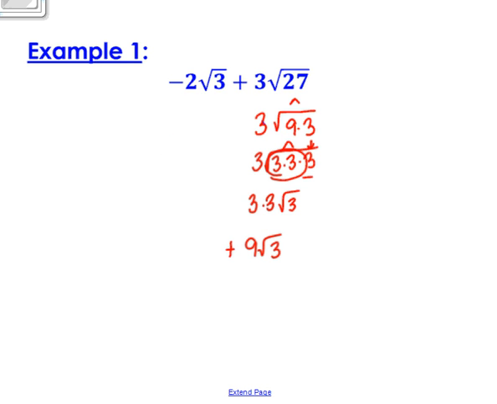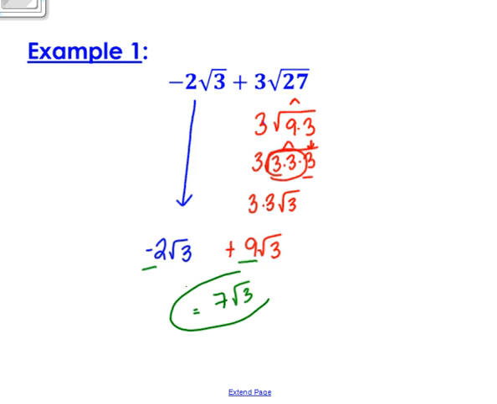Now this other one, this negative 2 square root of 3, I couldn't break down, so I'm just going to bring it down. Now that I have it all simplified, I can see that these actually are like radicals, so I can add them together. Negative 2 square root of 3's plus 9 square root of 3's should give me 7 square root of 3's. And that's your final answer.